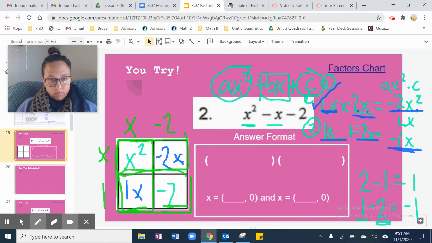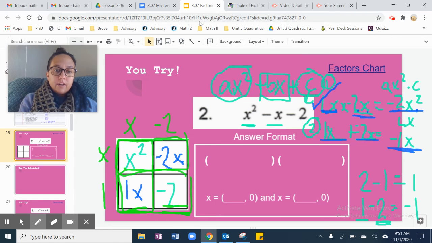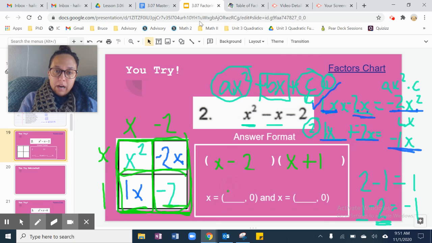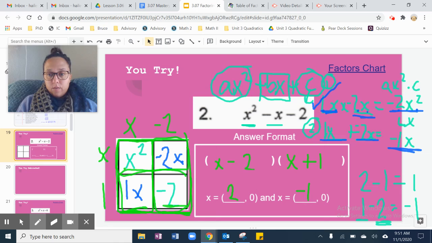And remember, we want to pull out a positive one because this is positive and negative, so it's one of each. And over here, we pulled out a -2 because they're both negative. So now we get to put this in factored form, x minus 2, x plus 1. And therefore, one of our zeros is +2, 0. And then the other 0 is -1, 0.